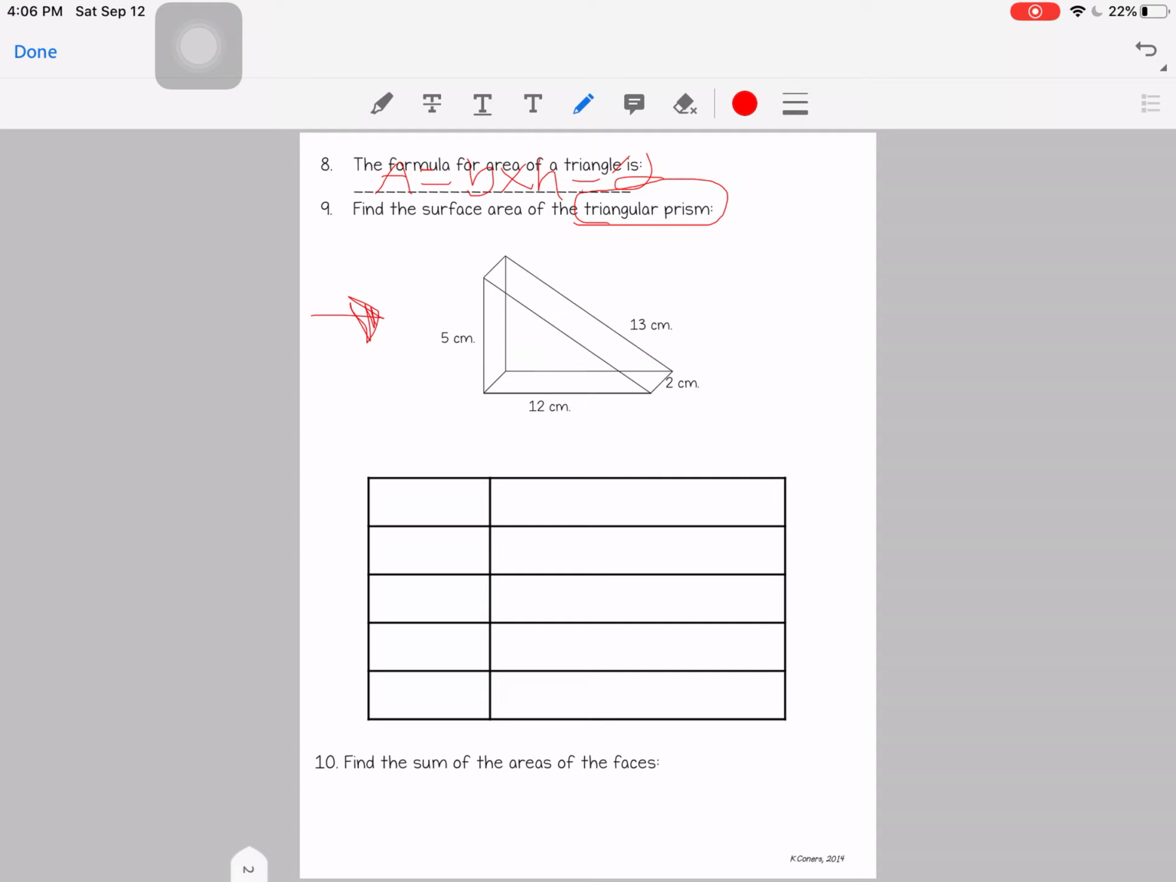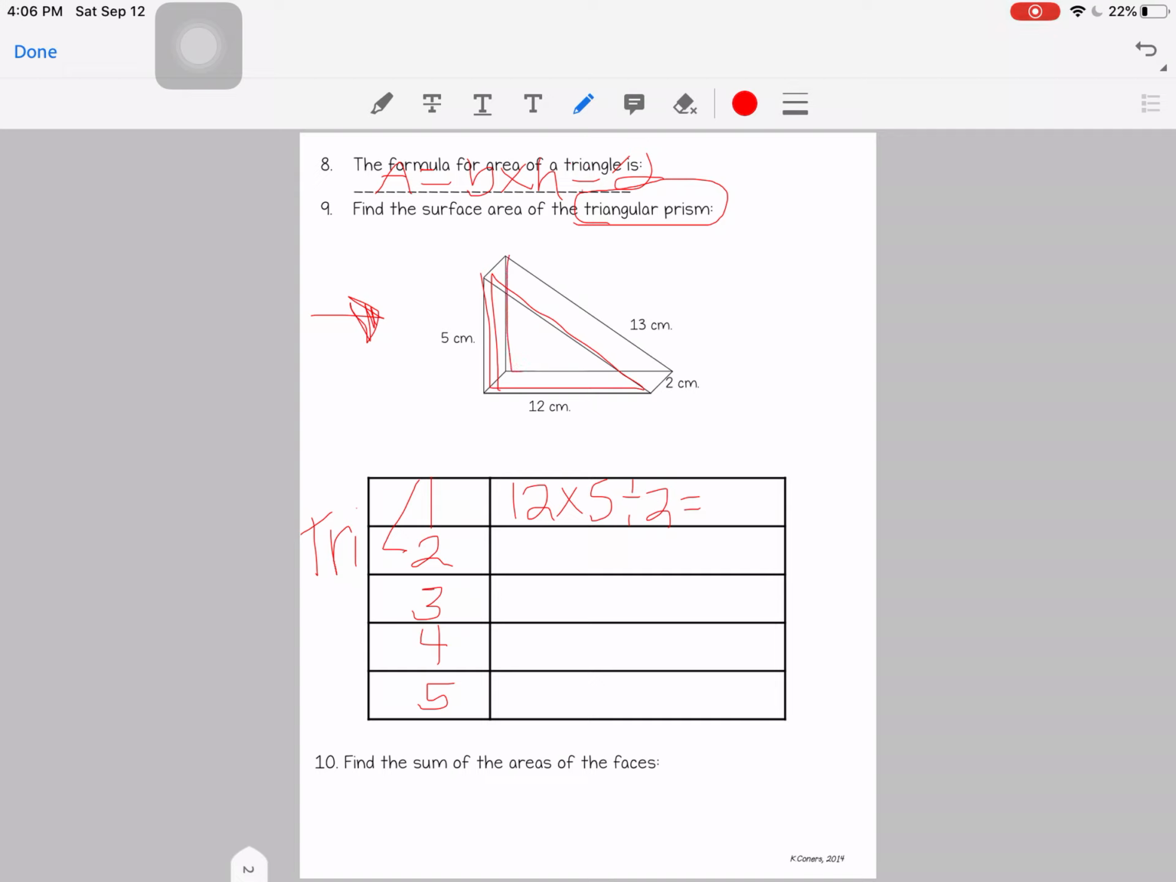So let's number the sides of the triangular prism. All right, so number 1 and number 2 are going to be our bases, which are the triangles. All right, so let's look at a triangle. So we have a 12 by 5 triangle, which means we have to divide by 2.